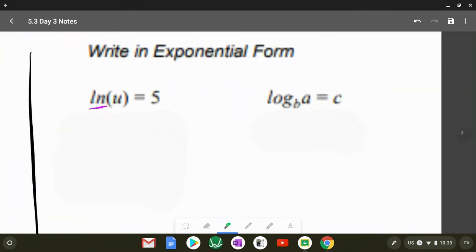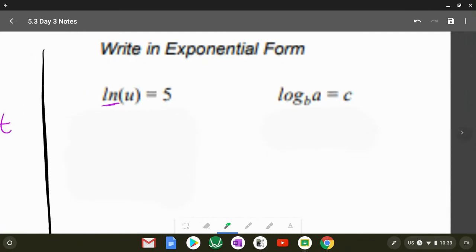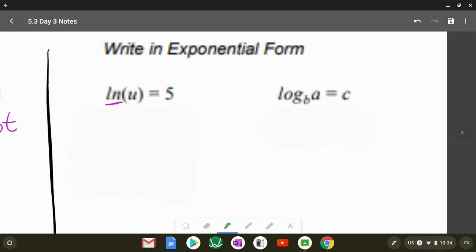Now, in reverse, we've got to make sure we're able to go backwards as well. If we're starting in log form, we've got to be able to go back to exponential form. So go ahead and pause the video, use the same properties but in the reverse order, and see if you can get those to exponential form.